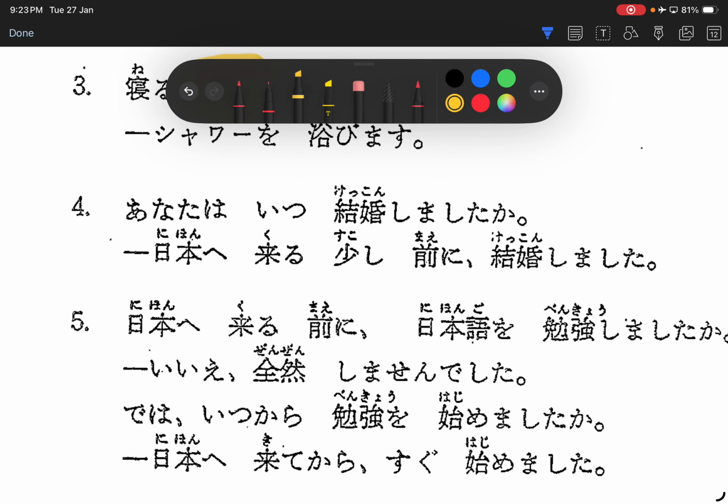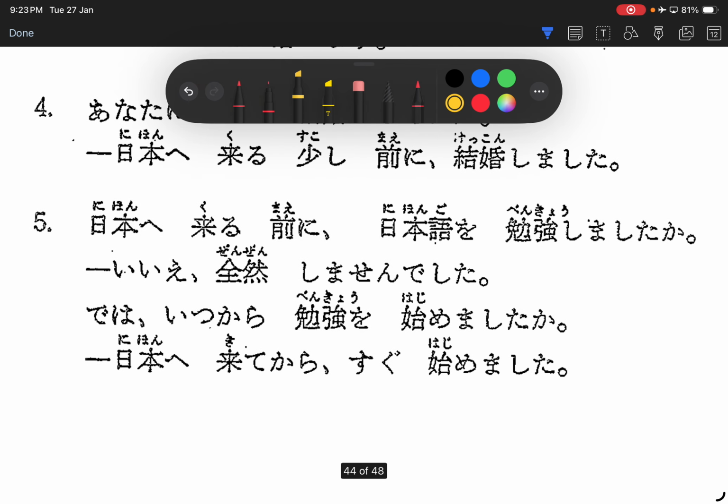Number 5. 日本へ来る前に. Before you come to Japan, 来る前に日本語を勉強しましたか? So did you study Japanese? いいえ、全然しませんでした。So not at all, didn't study at all. Then the next part. では、いつから勉強を始めましたか?